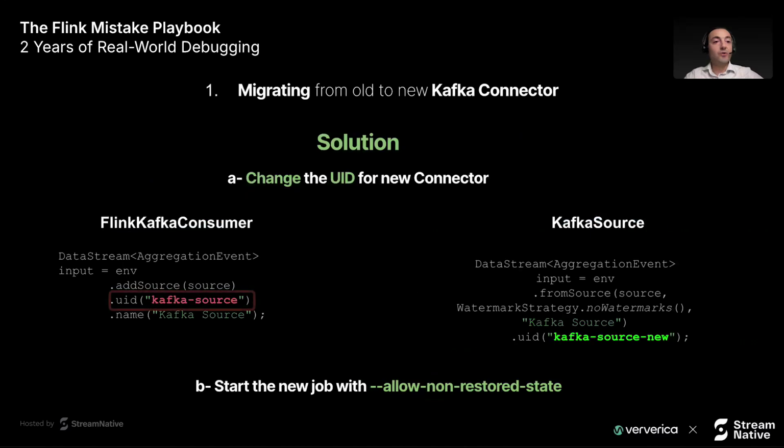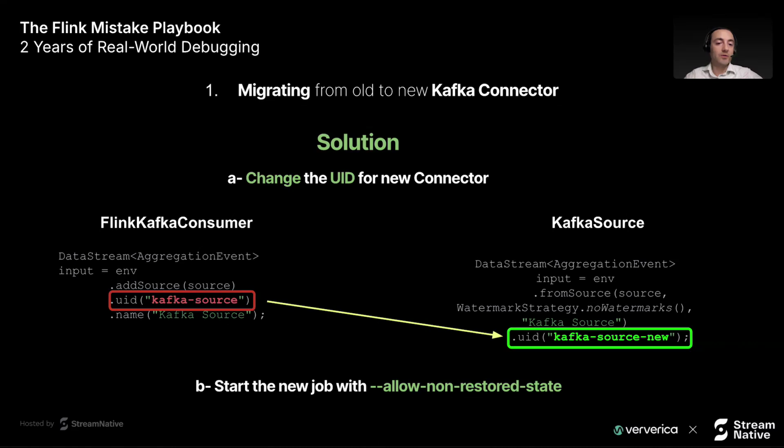So the solution, simply, is that we shouldn't use the same UID for our upgraded Kafka source operator. We need to set the UID to a new one. So instead of using the same Kafka source UID, you'll need to set a new UID for our operator. The name is Kafka underscore source underscore new. And then we also start our Flink job by allowing non-restored state.